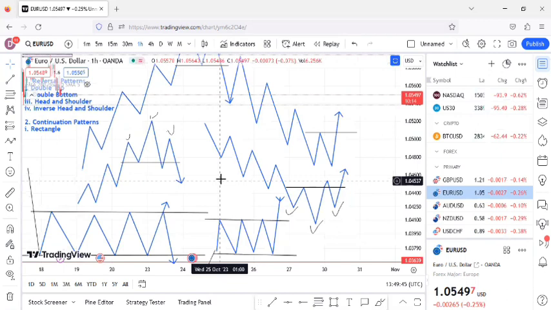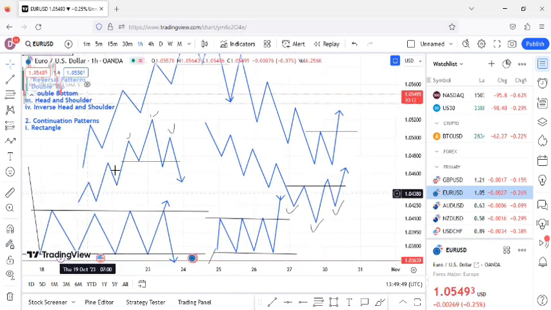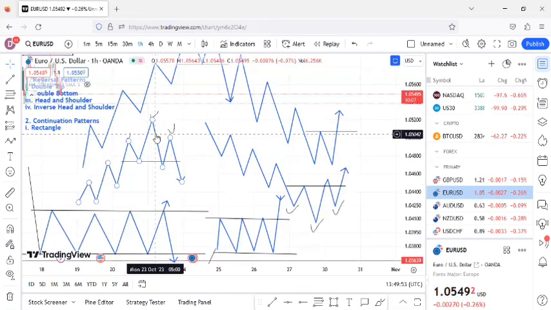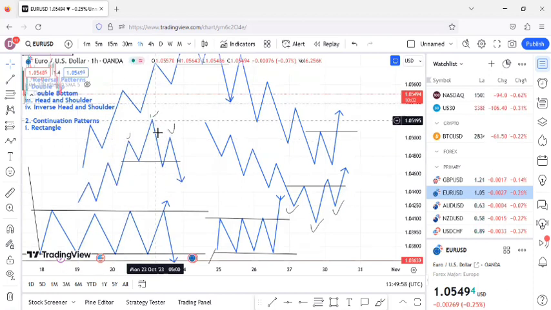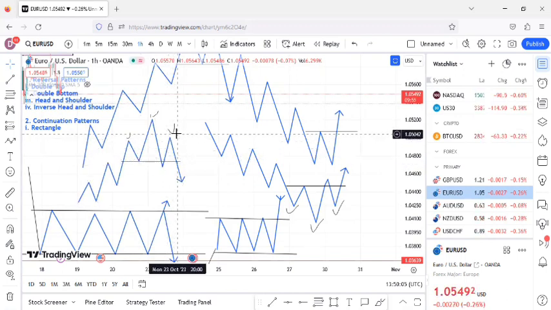Okay? The same thing with head and shoulder. In an uptrend, the moment you sight this, what do you do? You wait for a neckline break. You've seen the left shoulder, head, right shoulder. Then you wait for a break of this neckline. The moment this neckline is broken and closed, you enter your sell position here. You put your stop loss above here.